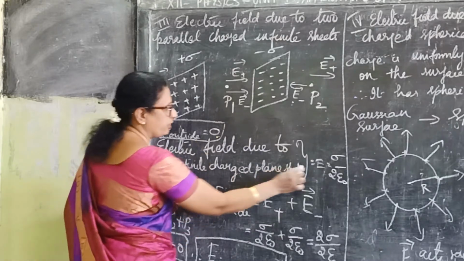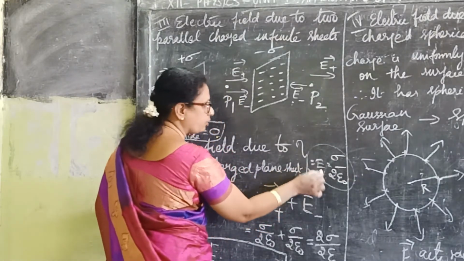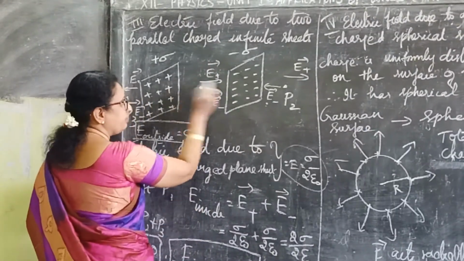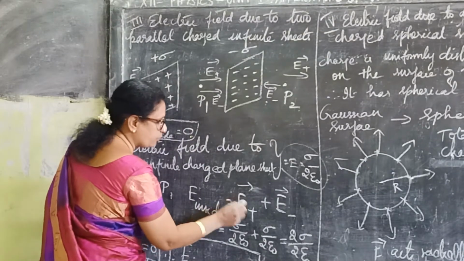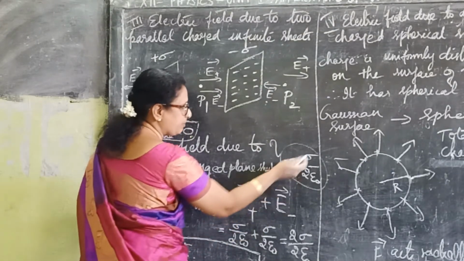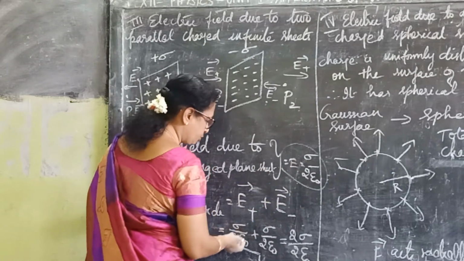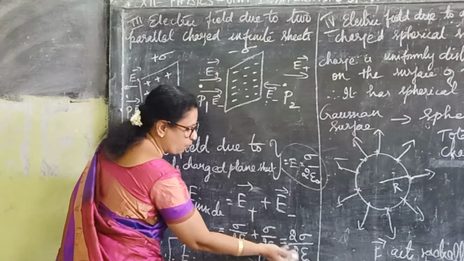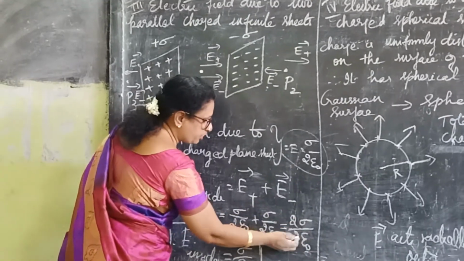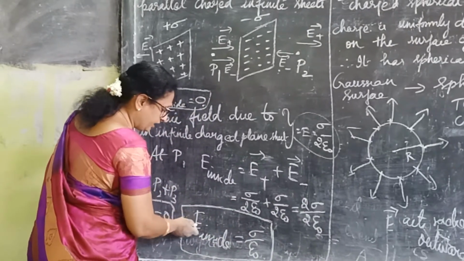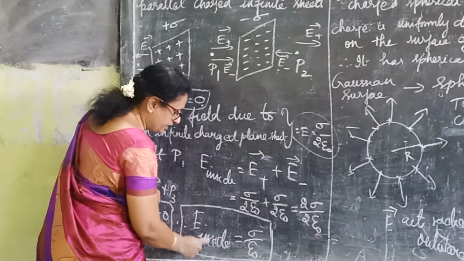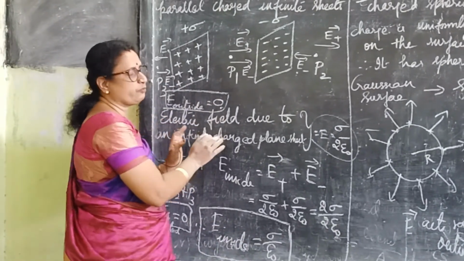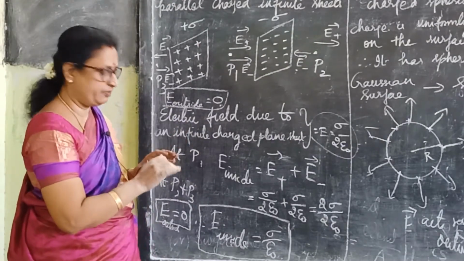Like we have already derived the expression, for both E plus and E minus we can take the same thing. So at any point in between the two plane sheets, E inside is equal to E plus plus E minus. And E plus and E minus are the same, equal in magnitude. You can substitute: sigma by 2 epsilon naught plus sigma by 2 epsilon naught, half plus half is 1. So if you add, 2 sigma by 2 epsilon naught, the 2 will get cancelled. So the net electric field in between the two plane sheets, E inside, is equal to sigma by epsilon naught. So this is a discussion made with what we derived in our previous section.